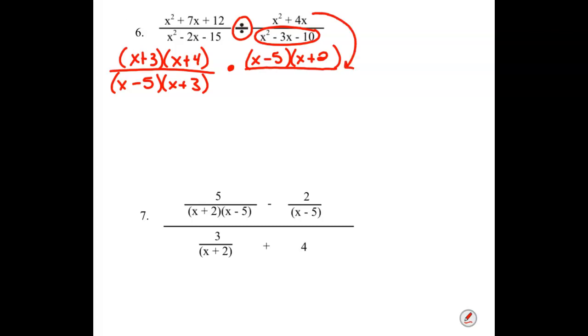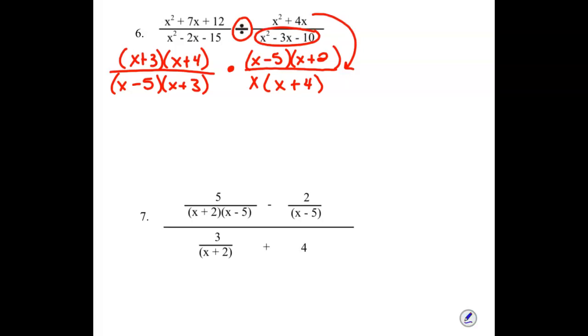It is not a typical trinomial, so we look at that there's a common x that we can factor out. So that's that GCF factoring. We'd have an x plus 4 as our second factor. Now everything is in factored form. Before we start crossing anything out, we want to look at our restrictions.